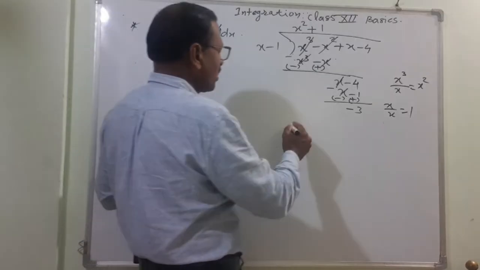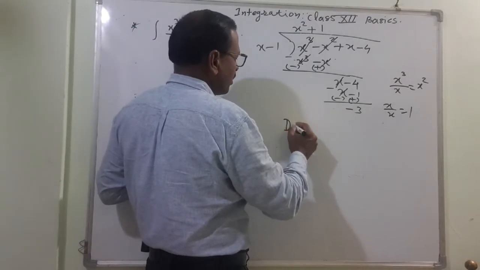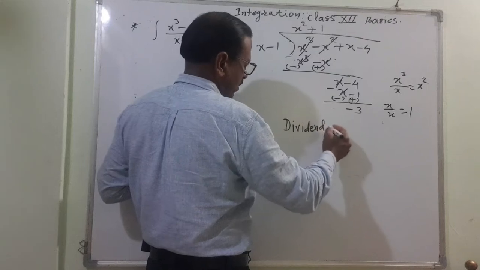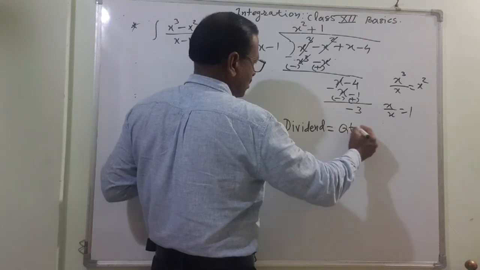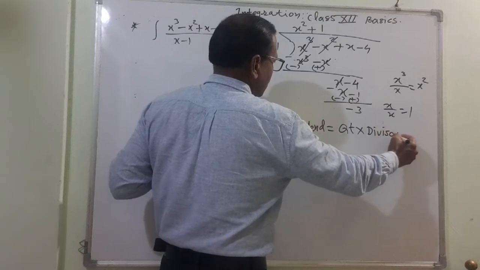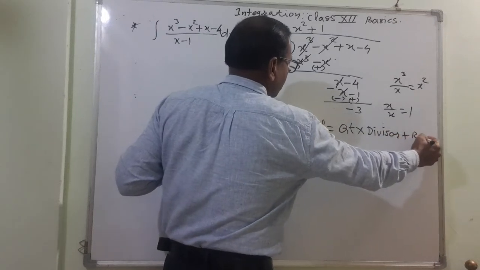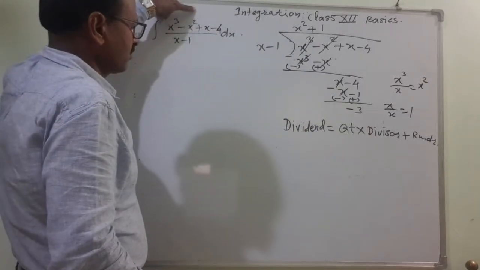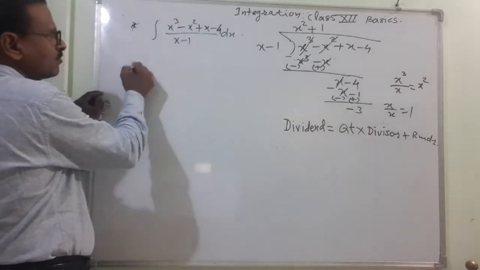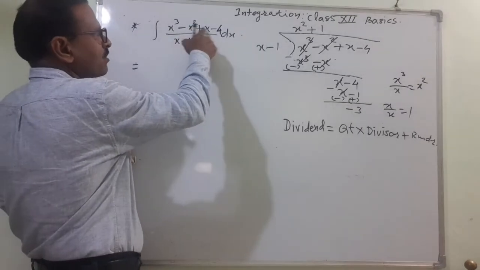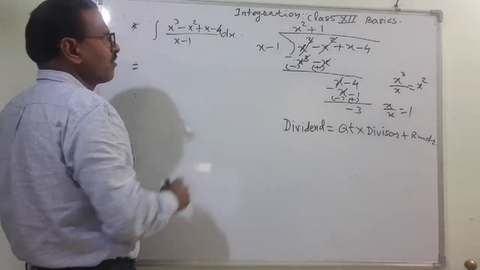So just for revision purposes, I am telling you: dividend equals quotient into divisor plus remainder. This way it is. Dividend is this, so that is equal to, the dividend is x cube minus x square plus x minus 4.